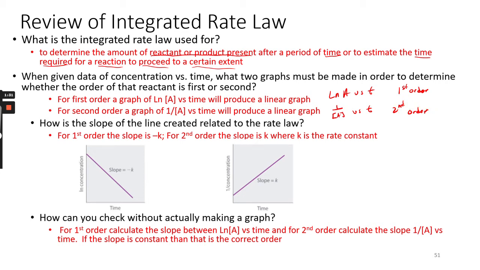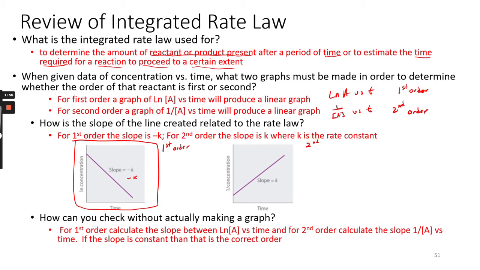How is the slope of the lines related to the rate law? Well, that's how we get our k, which is our rate constant. If it is first order, this is the graph you're going to have. And you see here the slope is equal to negative k. So you get the slope and then you take the negative of that and that'll give you k.